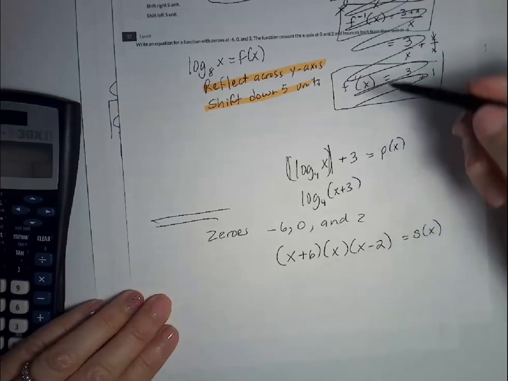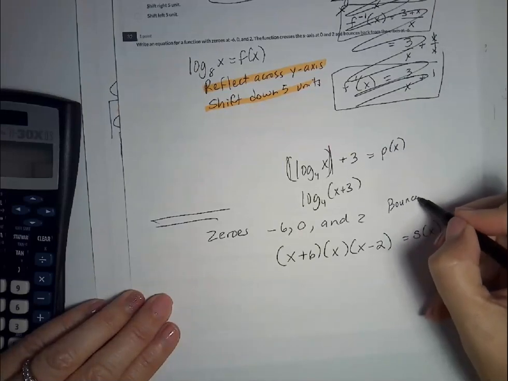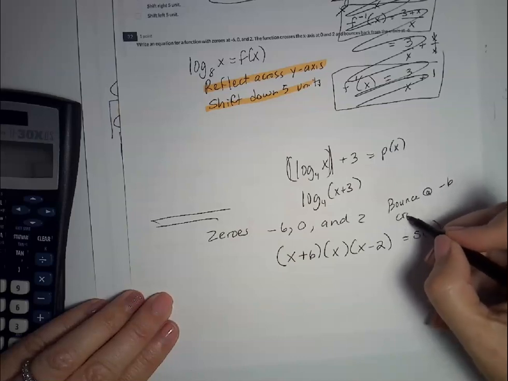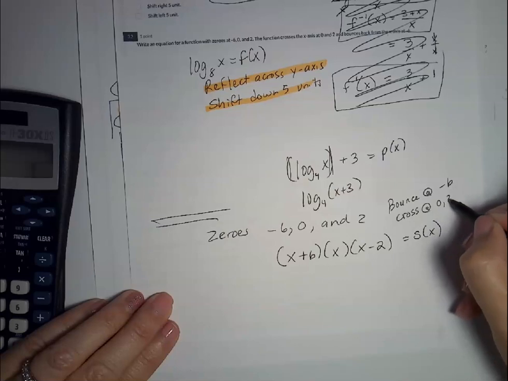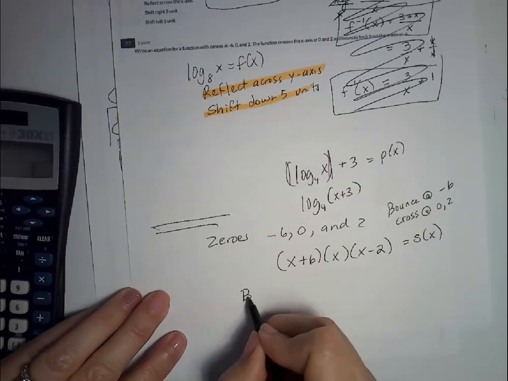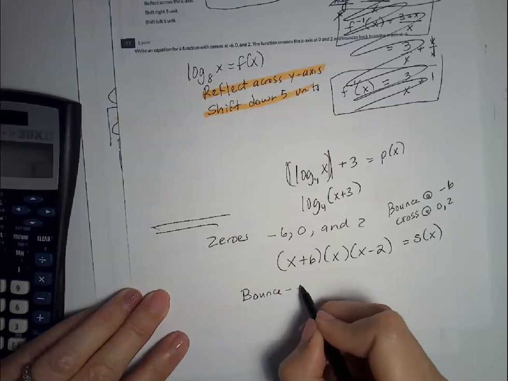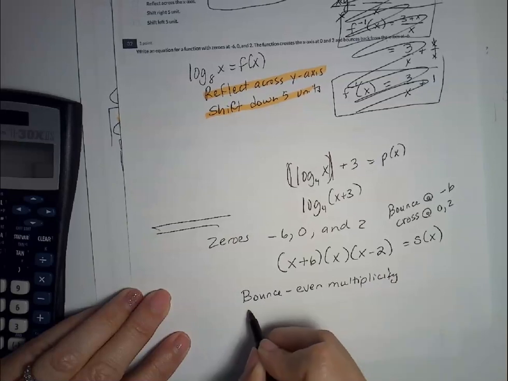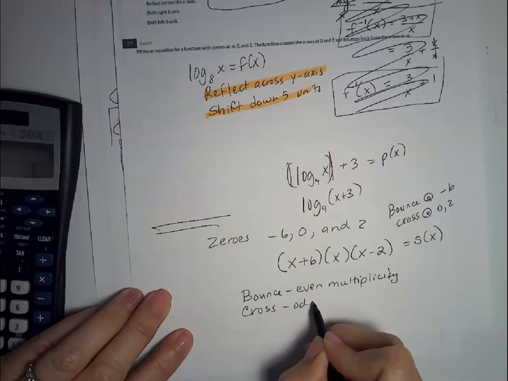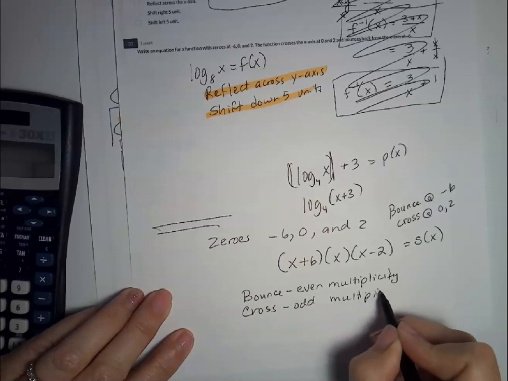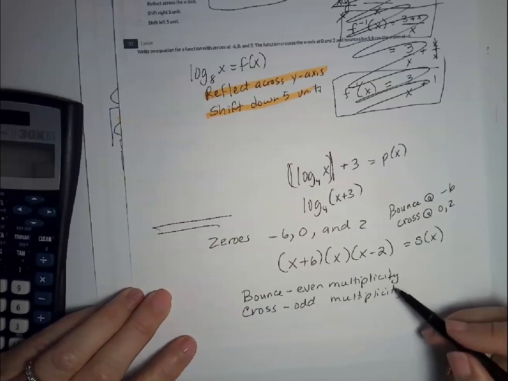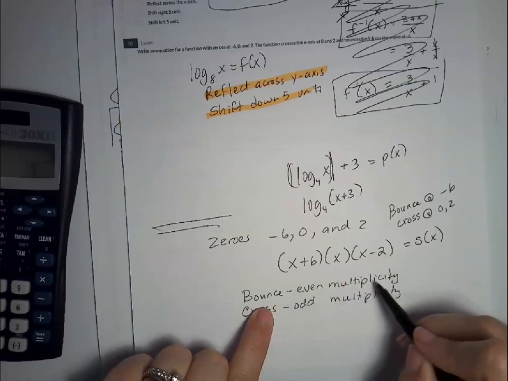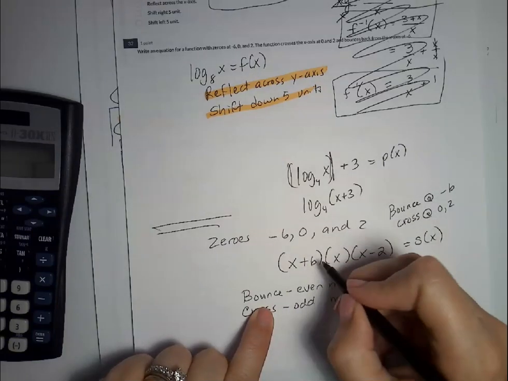Now, the next part, it tells you I want to have it bounce back at -6, and I want it to cross the x-axis at 0 and 2. Okay, so when I want to bounce back from the x-axis, I want to have an even multiplicity. When I want to cross the x-axis, I want to have an odd multiplicity. And we know that means that the exponent on the factor has to be even or odd. That's what the multiplicity is. So I want it to bounce at -6. I want to have an even multiplicity at -6. So at this factor, I'm going to make it an even number.